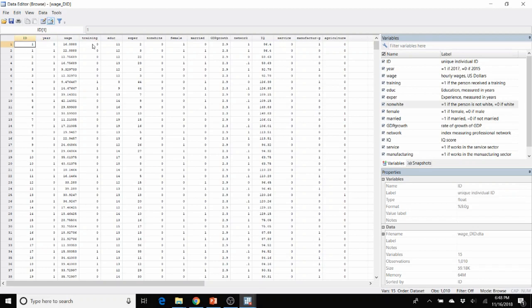So let's go through it. Person one. We have two observations for person one, before and after. For person one, it is zero before and after. So this is a control person. This is a person that did not attend the training.